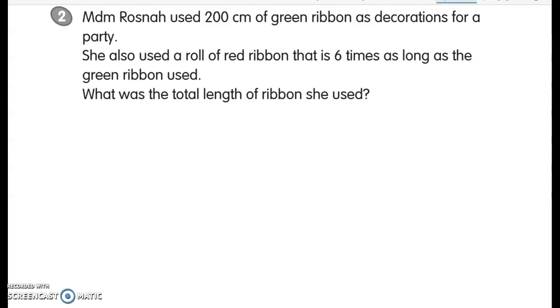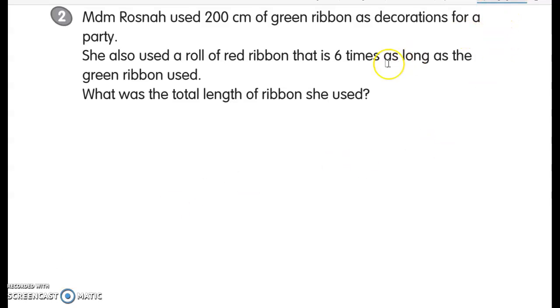Okay, so now let's look at page 206, question 2. Madam Rosna used 200 cm of green ribbon as decorations for a party. She also used a roll of red ribbon that is 6 times as long as the green ribbon used. What was the total length of ribbon she used?